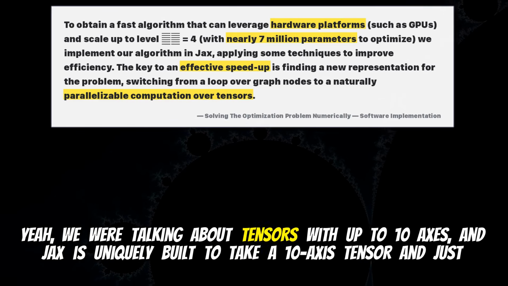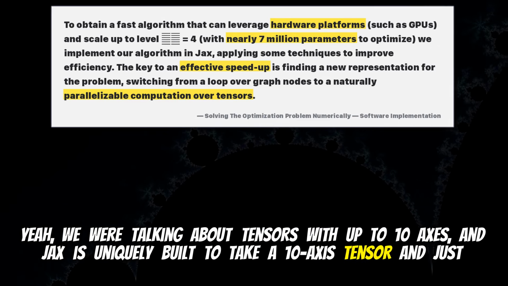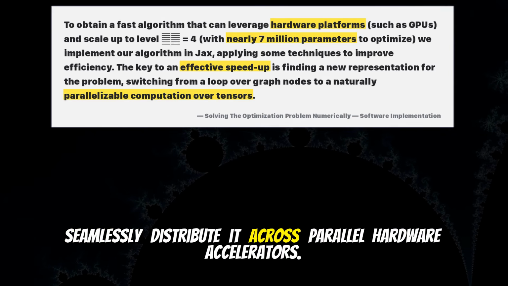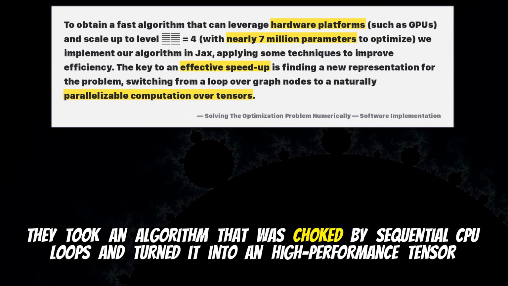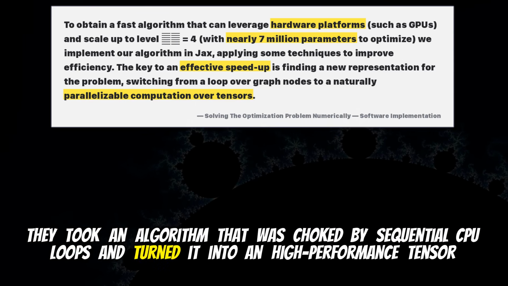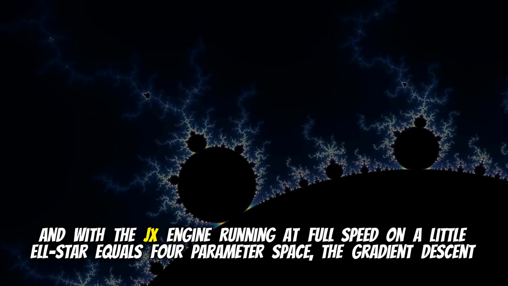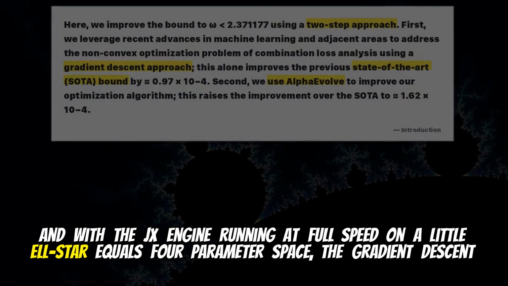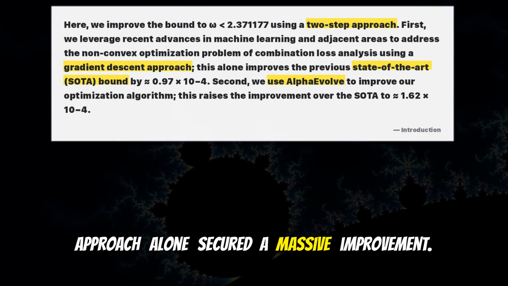Yeah, we are talking about tensors with up to 10 axes, and JAX is uniquely built to take a 10-axis tensor and just seamlessly distribute it across parallel hardware accelerators. Exactly. They took an algorithm that was choked by sequential CPU loops and turned it into an uncompromised tensor crunching machine. It is amazing. And with the JAX engine running at full speed on that little parameter space, the gradient descent approach alone secured a massive improvement.